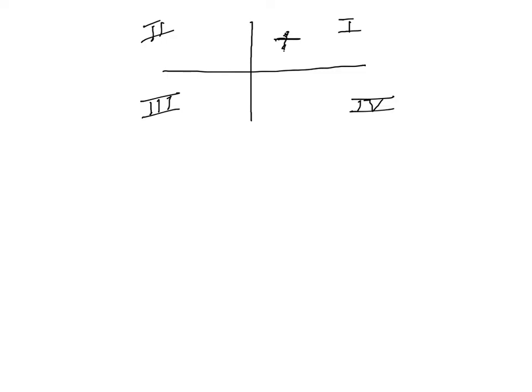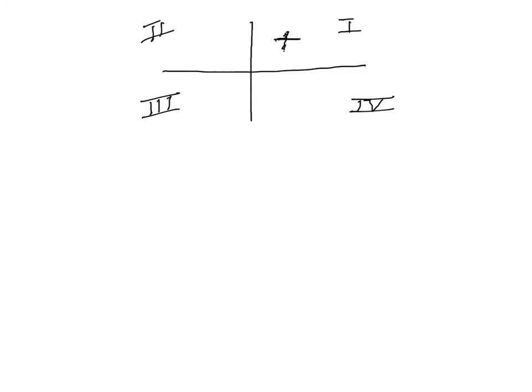And then lastly, we've got quadrant 4, where x is positive and y is negative. In this case, sine and cosecant, tangent and cotangent are going to be negative, but cosine and secant will be positive.